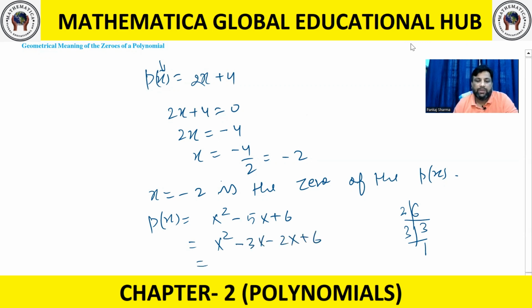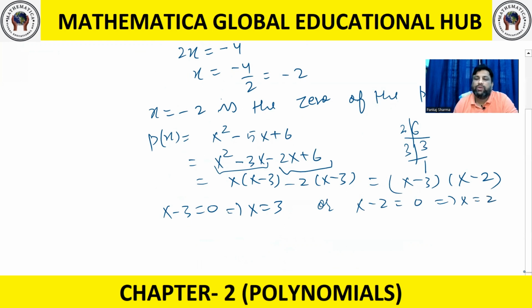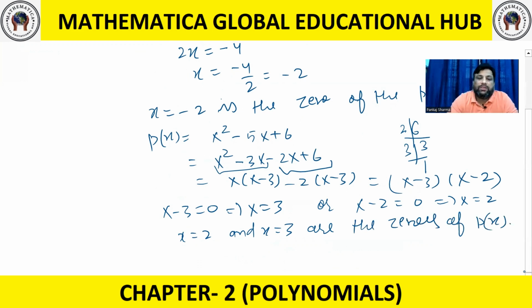Between the first two terms we can take x common, so x minus 3, and between the other two terms we can take minus 2 common, so x minus 3. Overall we get (x minus 3)(x minus 2). From here, x minus 3 equals 0 implies x equals 3, or x minus 2 equals 0 implies x equals 2. So we can say that x equals 2 and x equals 3 are the zeros of p(x). That is the meaning of zeros of a polynomial.